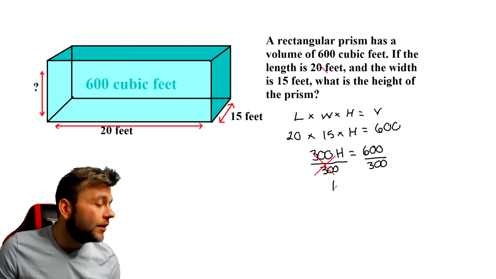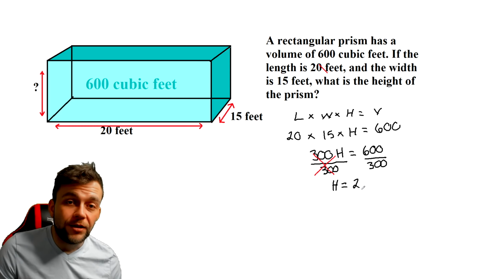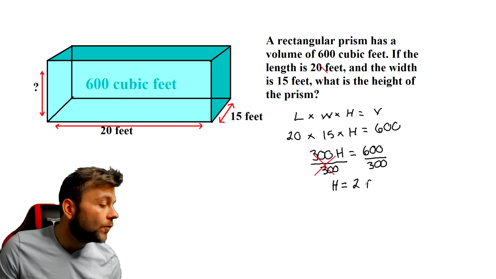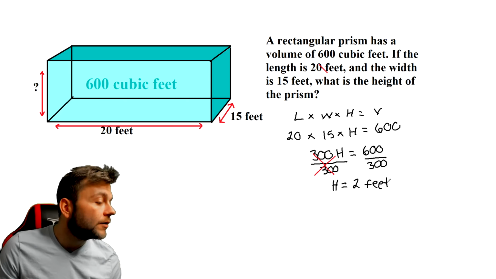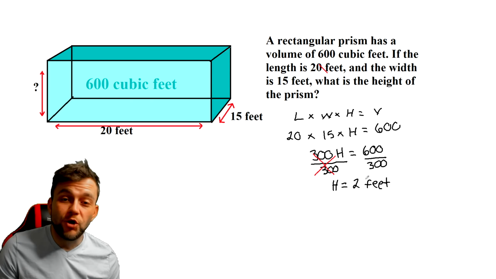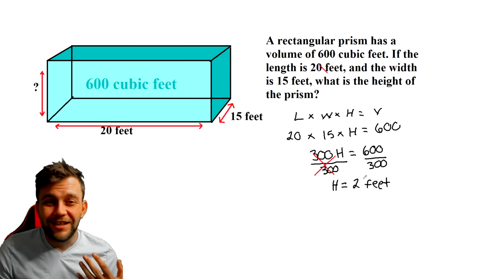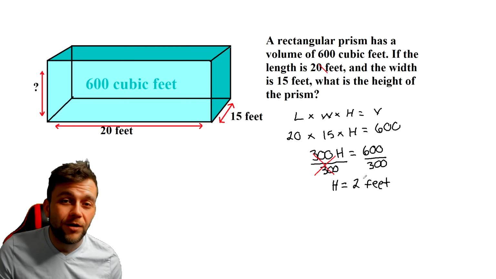So the height, h, equals 2. So the height of this rectangular prism is 2, and then don't forget your units, 2 feet. So we have 2 feet. So this is actually a pretty short, small prism. But the questions can get a little bit tricky if you don't write everything out. If you write it all out, you're going to be just fine.